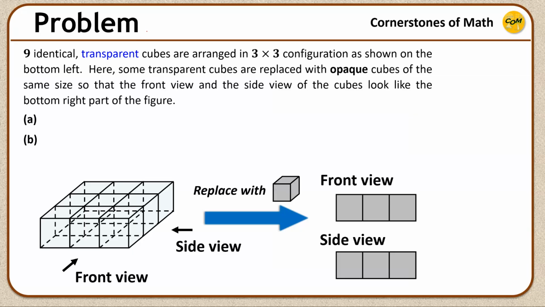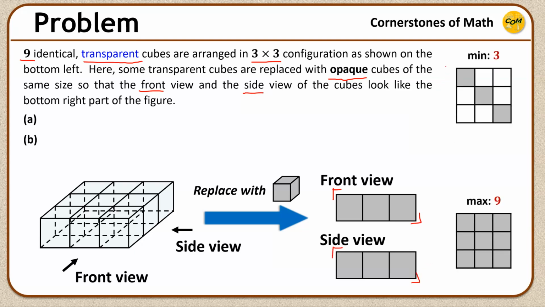Without further ado, let us dive right into the problem. 9 identical transparent cubes are arranged in a 3x3 configuration as shown on the bottom left. Here, some transparent cubes are replaced with opaque cubes of the same size so that the front view and the side view of the cubes look like the bottom right part of the figure. So the front view looks like this, and the side view looks like this.